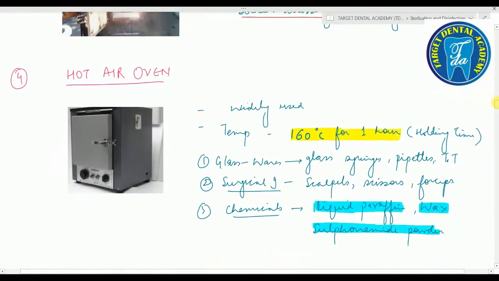Now the last method is the hot air oven. It is the most widely used method of dry heat sterilization. The temperature, important, is 160 degrees Celsius for 1 hour. This is the holding time. In this you can sterilize glassware products like glass syringes, pipettes and test tubes. You can also sterilize surgical instruments like scalpels, scissors or forceps. You can also sterilize chemical products like liquid paraffin, wax and sulfonamide powder. Important. You just need to remember the temperature, which is 160 degrees Celsius for 1 hour. It is the holding time.